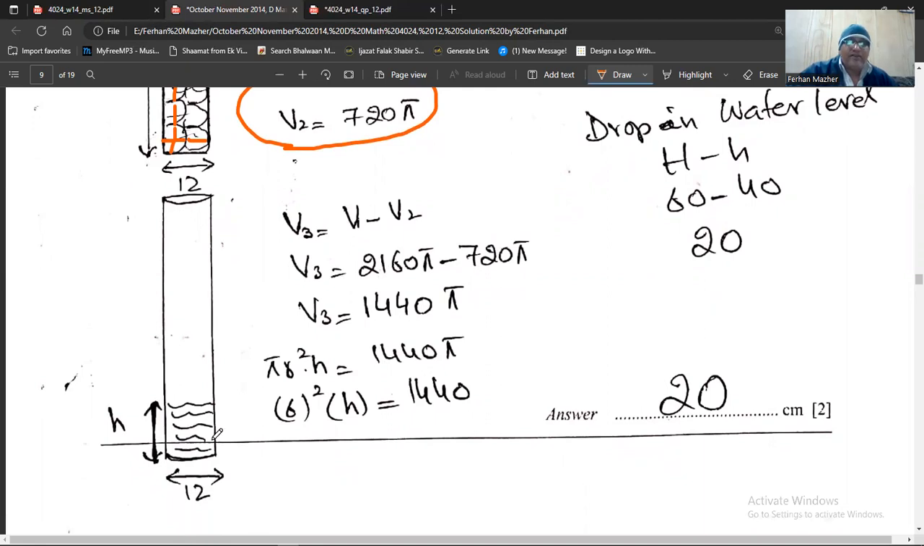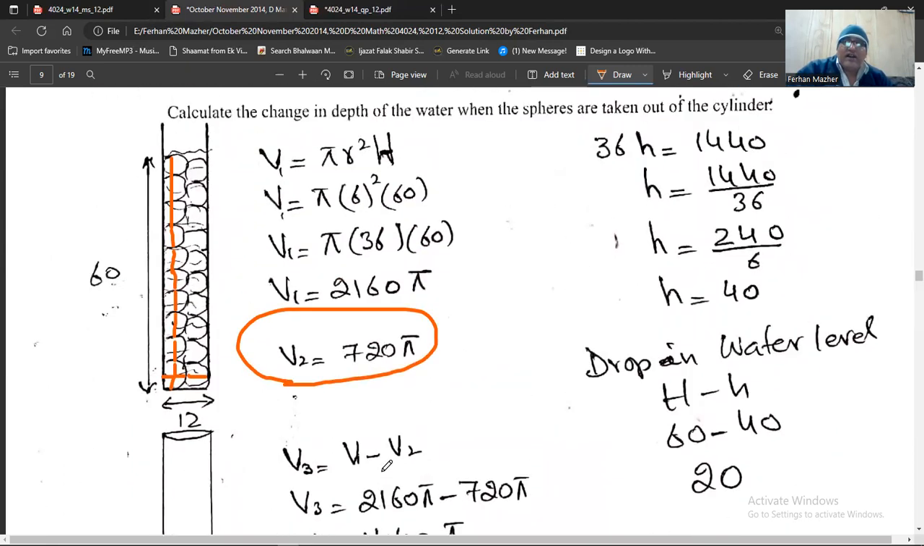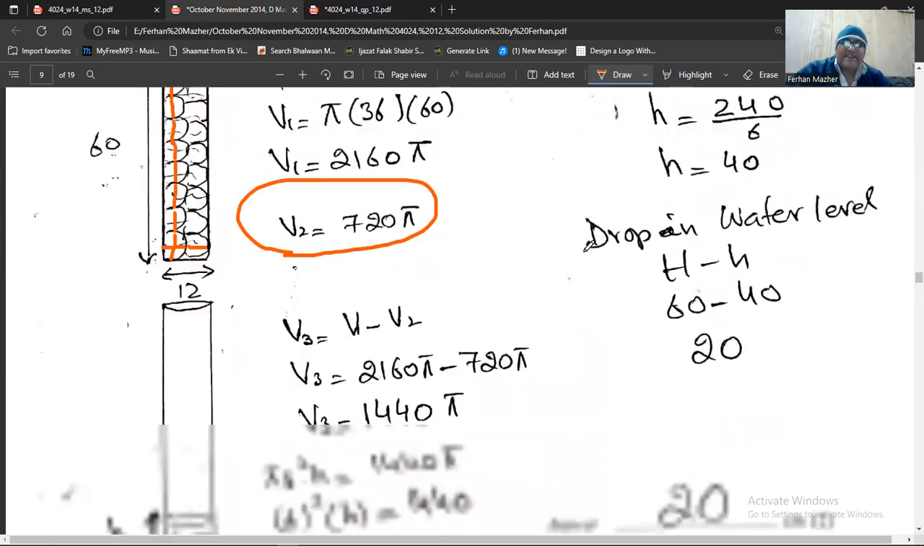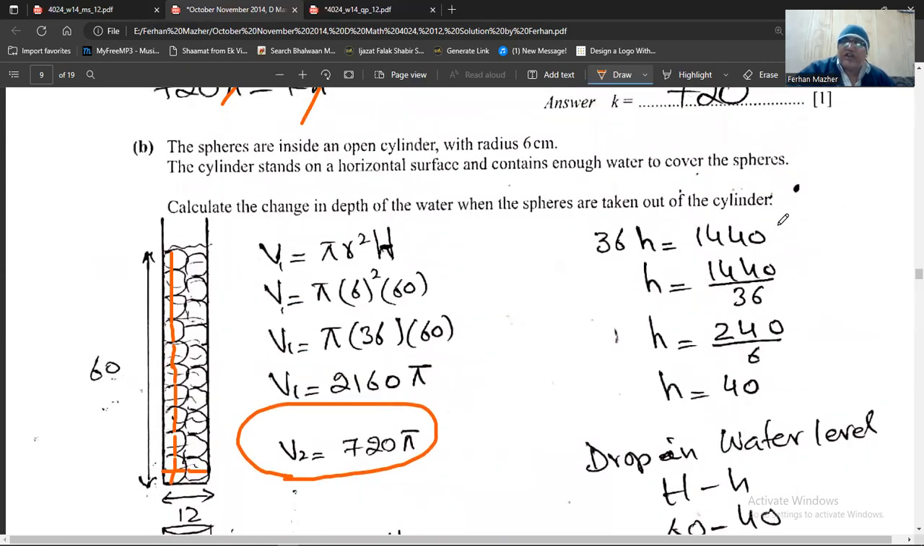So here the water is in the shape of a cylinder. So pi r squared h equals 1440 pi. The r is 6, pi is cancelled, so 6 squared times h equals 1440. So 36h equals 1440. So h will be equal to 1440 divided by 36. So h will be equal to 240 divided by 6. So h will be 40.